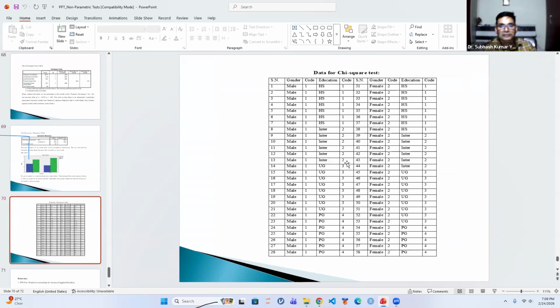You can see here also whether education is related to gender or not. So male, female, we have taken two groups. And in education, we have groups: high school, intermediate, and UG. So we wish to check whether education is gender specific or not. So like that, we can compare the two.